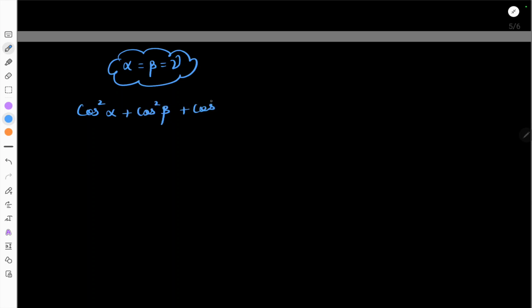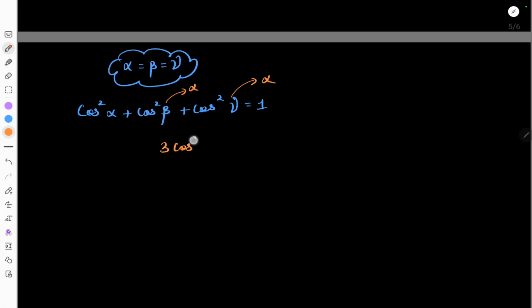So what if the line makes equal angles with the x-axis, y-axis and z-axis, which means alpha is equal to beta is equal to gamma. So cos square alpha plus cos square beta plus cos square gamma will be equal to 1, because we know the relation L square plus M square plus N square is 1. Here I can substitute alpha for each, so cos square alpha plus cos square alpha plus cos square alpha, it will be 3 cos square alpha equal to 1.